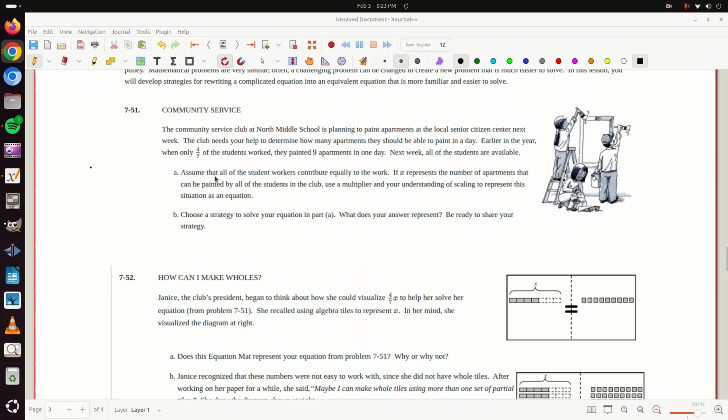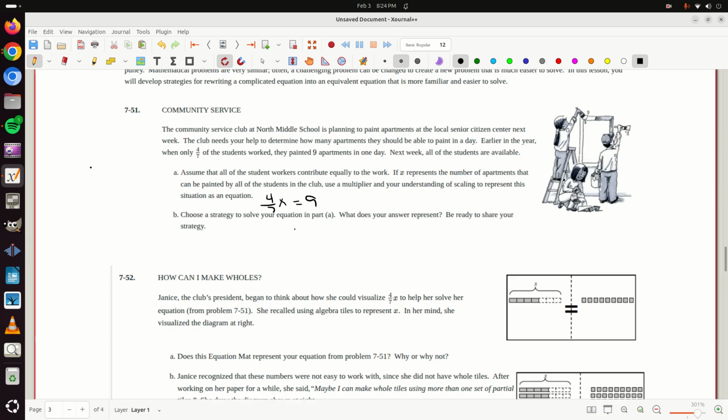So assume that all the student workers contribute equally to the work. If x represents the number of apartments that can be painted by all the students in the club, use a multiplier and your understanding of scaling to represent this situation in an equation. Well, if you think about it, we're essentially saying 4 out of 7 students worked, and when they work, they got 9 of them done. So hopefully when they do 7 out of 7 workers, that number will increase. But this is the total workload. We multiplied it by 4 sevenths. So it was smaller, we would think.